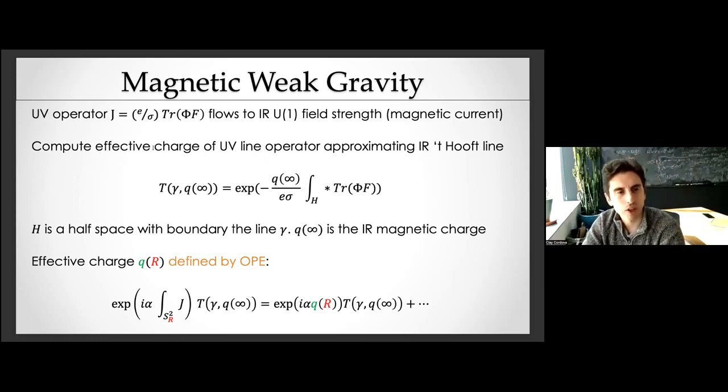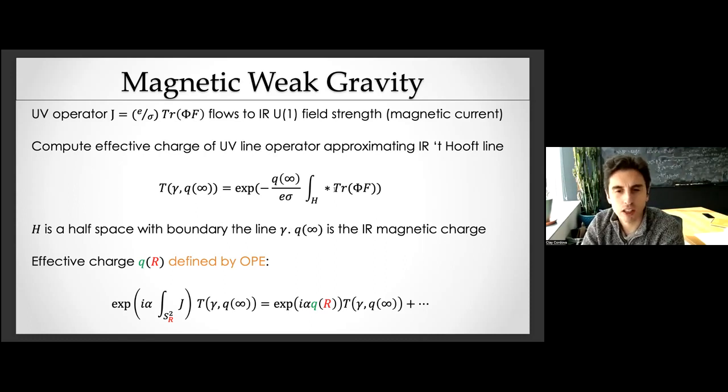So what's the calculation? We'd like to compute the effective charge of a UV line operator that approximates the infrared 't Hooft line. So what will that operator be? It will be this expression, T of gamma, Q infinity. Q is the long range charge measured in the U1 effective field theory. And it's given by the following. So you integrate this star of trace phi F, times overall factors, over H. What's H? We're trying to define a line operator. H is a half space with boundary the line.